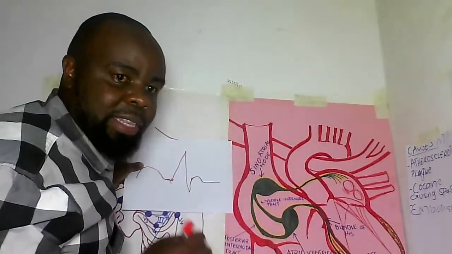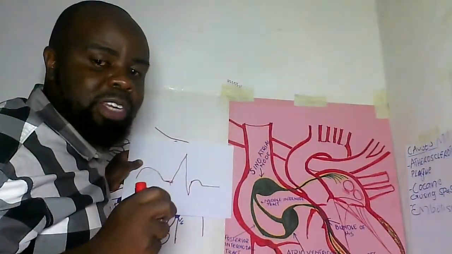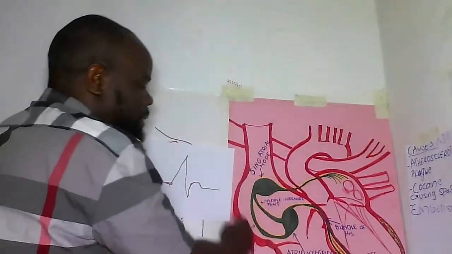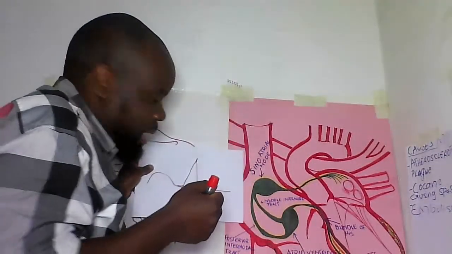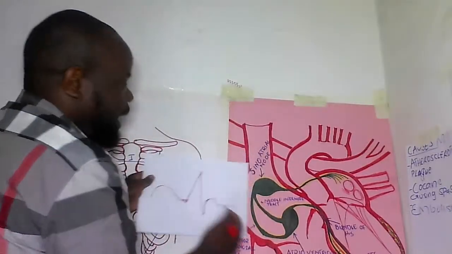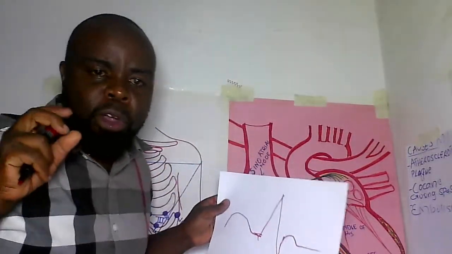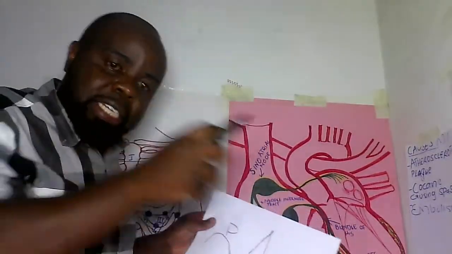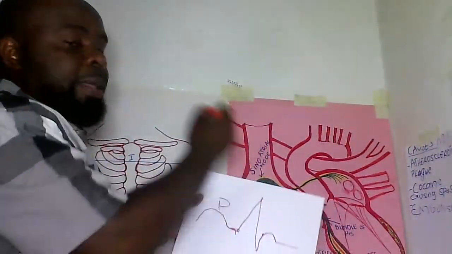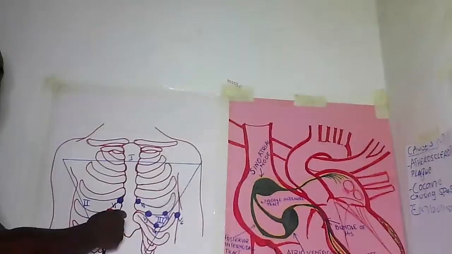The sinoatrial node has produced electrical impulses. Now this atrium has contracted, and then it pushes. When it releases the wave, this is called the P wave. That electrical movement causes the P wave in the device that you have.